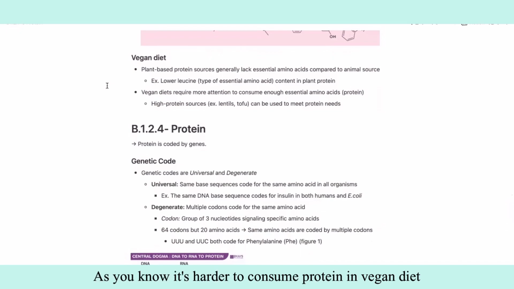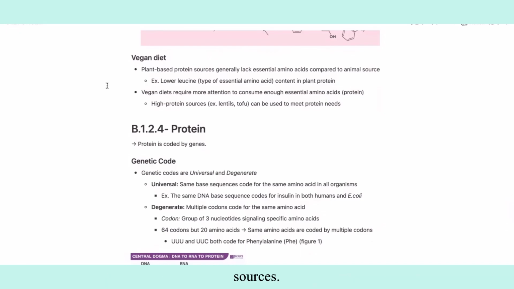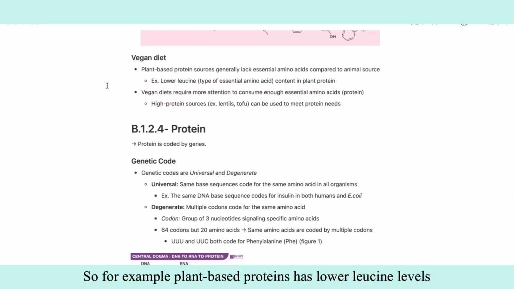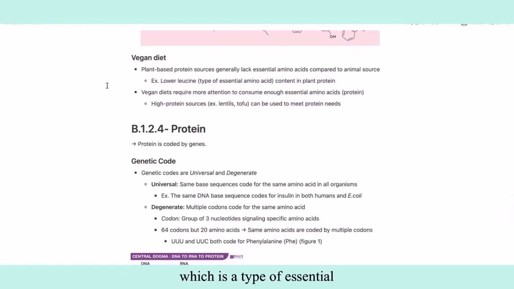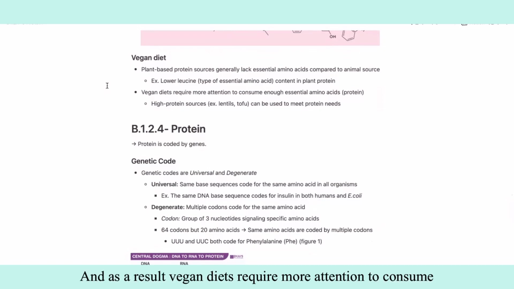As you know, it's harder to consume protein in a vegan diet because usually plant-based protein sources have less protein than animal sources. For example, plant-based proteins have lower leucine levels, which is a type of essential amino acid. As a result, vegan diets require more attention to consume enough essential amino acids through sources like beans and other vegetables that are rich in protein.